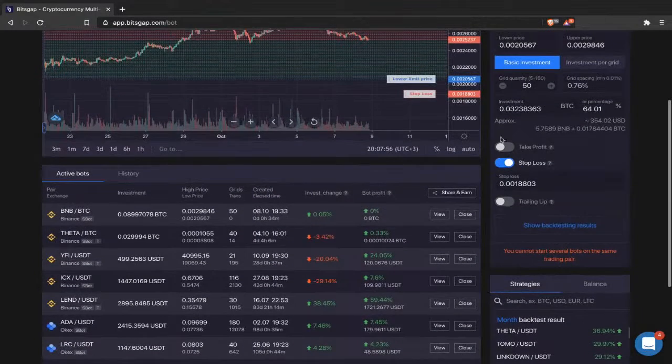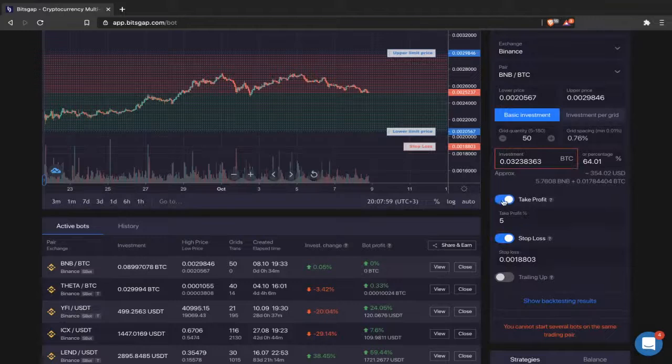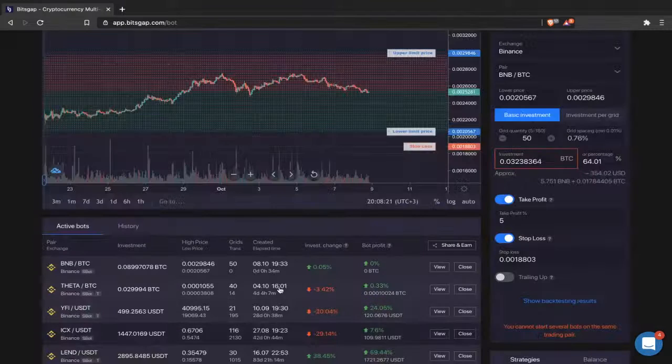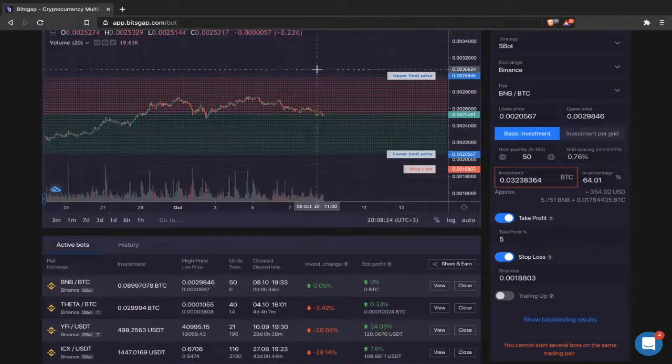And the last option is take profit. That's the positive one, because as soon as the investment change reaches a defined percentage, let's say 7%, so you see right now I have BNB trading to Bitcoin and my investment change is 0.05%. As soon as it reaches 7%, let's actually have it here, 7%, save changes, the system will automatically close the bot. So it will sell all of the base currency. And that's the final exit strategy that we have at Bitsgap as of today.